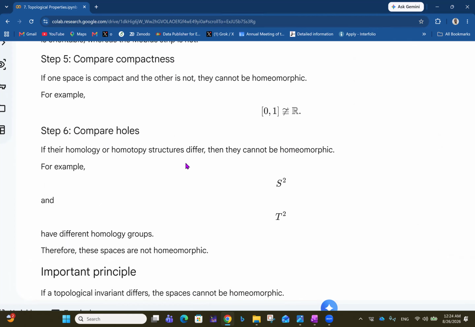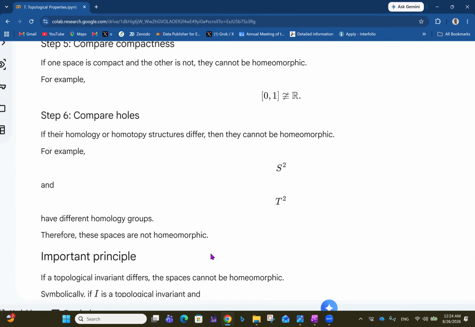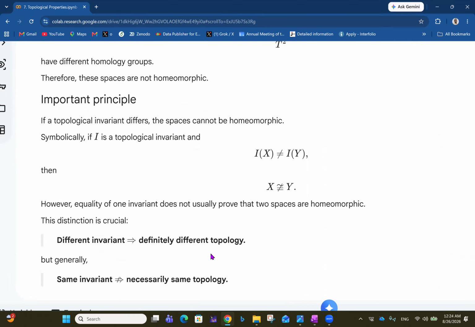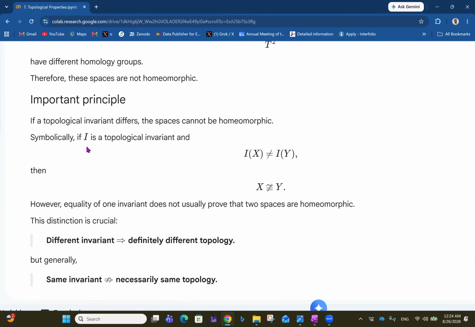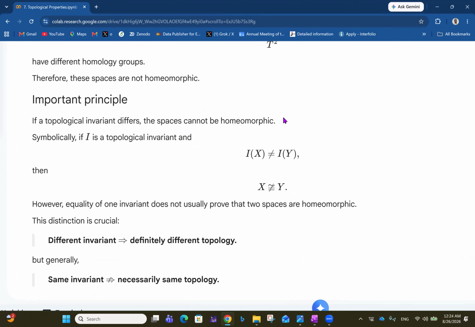So for 6, compare holes. If their homology or manifold structures differ, then they cannot be homeomorphic. For example, a sphere and a torus have different homology groups. The torus has a hole. Therefore, these spaces are not homeomorphic in that case. So the important principle then is this: if a topological invariant differs, the spaces cannot be homeomorphic.